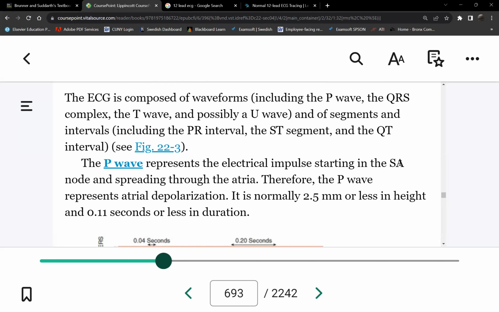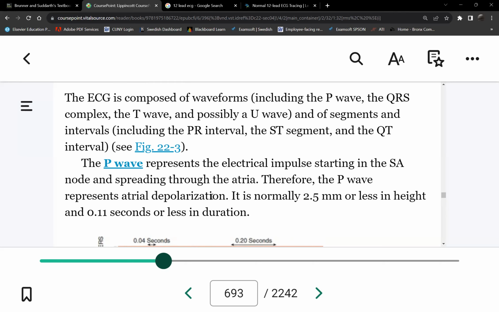Oh, we see a P wave. That means the electrical impulse started from where? The SA node. It's a normal impulse generated by the SA node. And what's the other thing that happened? Since the electrical impulse spread through the atria, the P wave represents what? What's another term for depolarization? Contraction. So we know that both atria contracted.